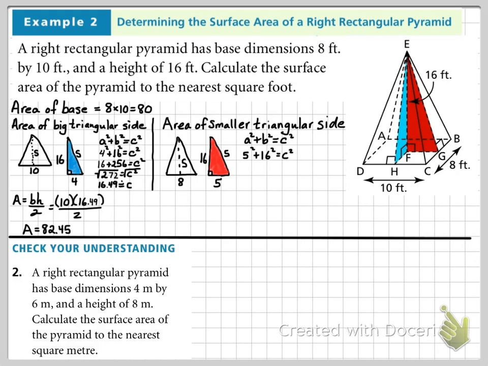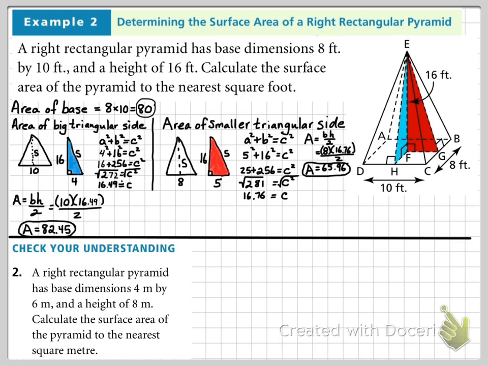And that'll be 5 squared plus 16 squared, and it'll be the square root of 281, and c is equal to 16.76. So the area of that face is 65.96. So now we're ready to figure out the total surface area.